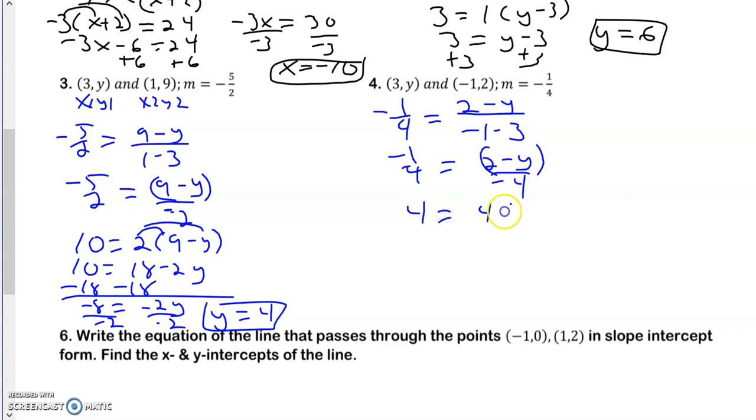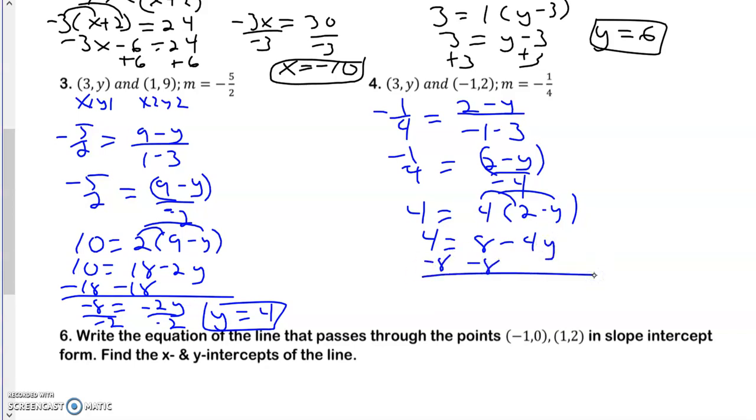And then I'm going to have 4 times 2 minus y. I'm going to distribute, and I get 4 equals 8 minus 4y. I'm going to subtract 8, and I get a negative 4 equals negative 4y. I'm going to divide by negative 4, and y equals a positive 1.